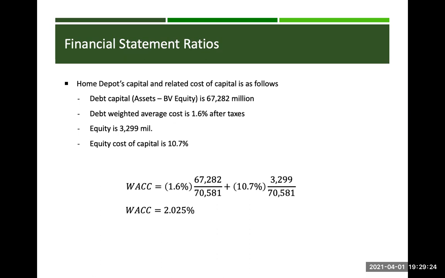And we simply take the weighted average, 1.6% after tax, times the share of debt capital, and then cost of equity capital, 10.7%. There's no tax benefit, times the share of equity on the balance sheet. Their weighted average cost of capital is 2.025%. This is not in the textbook.